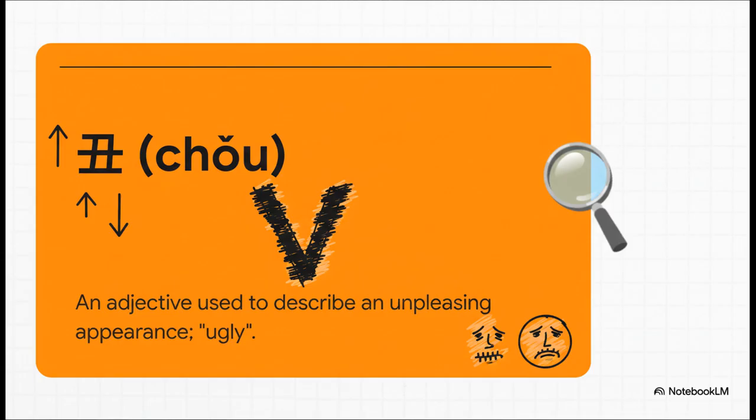The pinyin is 丑, and it uses the third tone. Now, the third tone is, well, it's famously tricky for English speakers. It's a falling, then rising tone. I want you to imagine your voice literally tracing the shape of a small letter V. It dips down, and then it comes right back up.